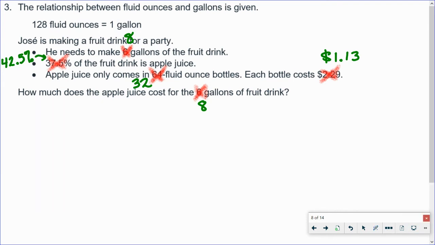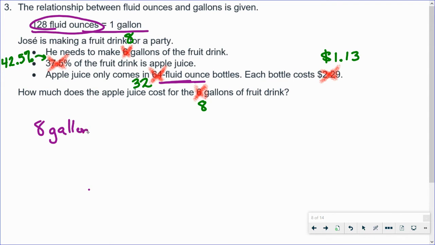All right, so what do we know here? We know we need 8 gallons. We know how many ounces are in a gallon, and since the juice is sold in ounces, let's find that out. So 8 gallons each, 8 gallons total, 128 fluid ounces per gallon.